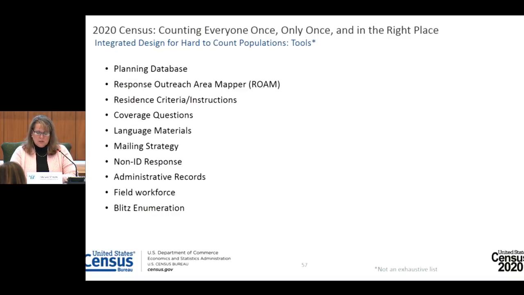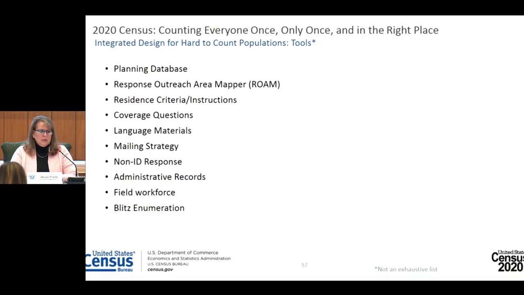The previous slides had talked about operations and activities woven throughout the design to address hard-to-count populations. Included on this slide are tools, some mentioned earlier, some not, that support enumeration of hard-to-count populations. And while not an exhaustive list, we would like to mention a few not called out earlier.